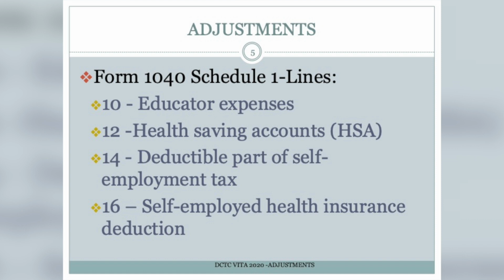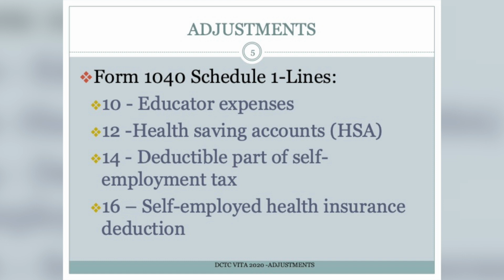Now, line 14 is the deductible part of self-employment taxes. You may recall when I addressed the business income segment and the Schedule C, at the very end of that segment, I mentioned self-employment taxes being the same as the Social Security taxes for the self-employed. Well, the tax law allows the self-employed taxpayer to deduct approximately 1/2 of the self-employment tax or the Social Security taxes as an adjustment to income on Schedule 1 of Form 1040.